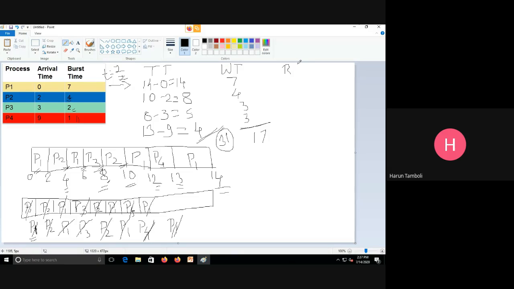Go for the response time. Response time is the first time the processor is allocated minus arrival time. So for P1 it is 0. For P2 it is 2 minus 2, again it is 0. For P3, 6 minus 3, it is 3. And for P4, 12 minus 9, it is 3. So the total response time is 6.